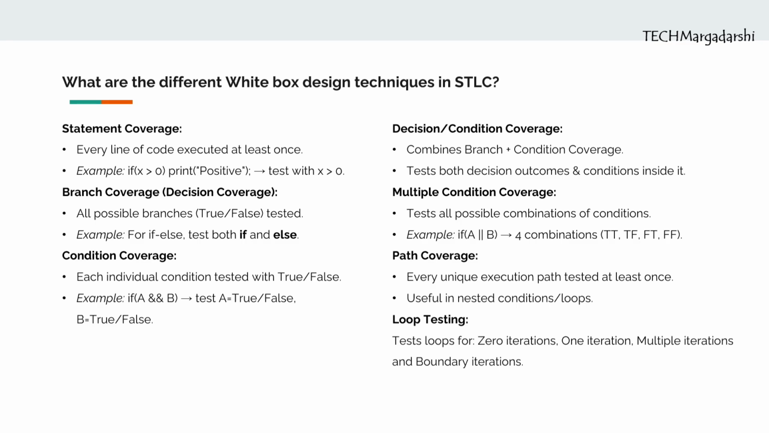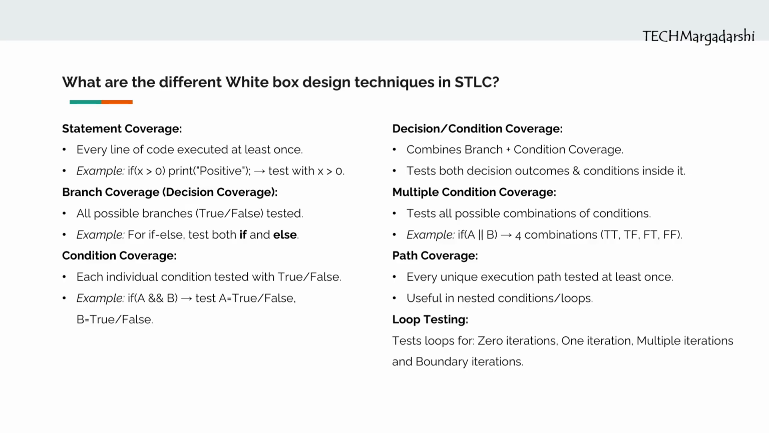The third is condition coverage. This ensures that every individual condition in a decision is tested with both true and false values. For example, in if A and B, we test cases where A is true and false and B is true and false. Then comes decision/condition coverage. This combines both branch coverage and condition coverage. So we test the decision outcomes as well as the individual conditions inside them.